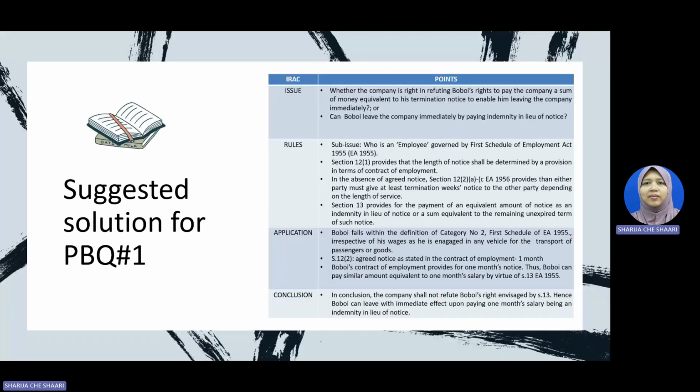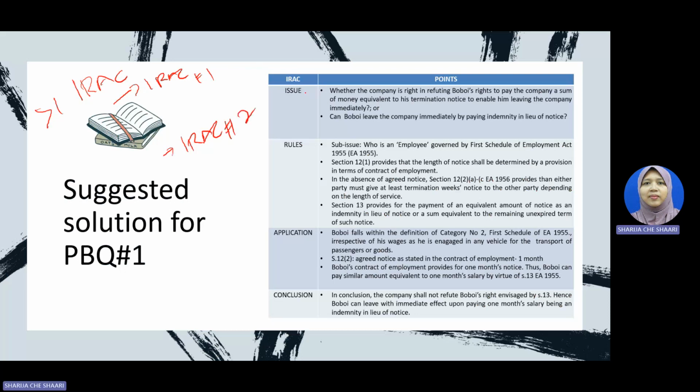So now let's look at here. When you have more than one issue, you need to do IRAC for both issues, one by one. More than one issue, so you need to do IRAC for number 1 and then IRAC for number 2.